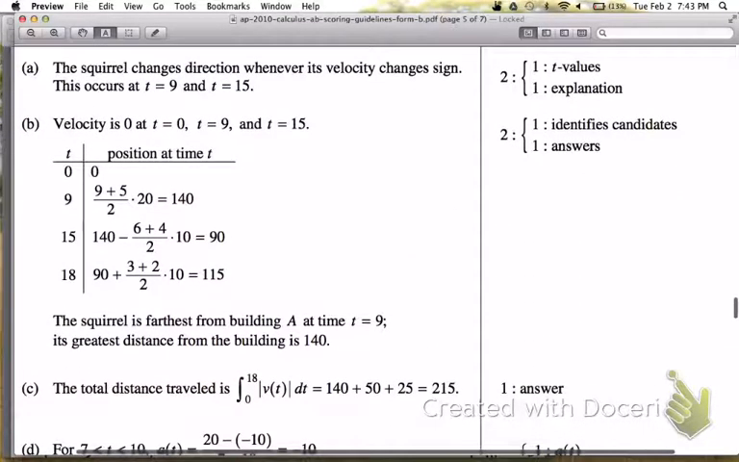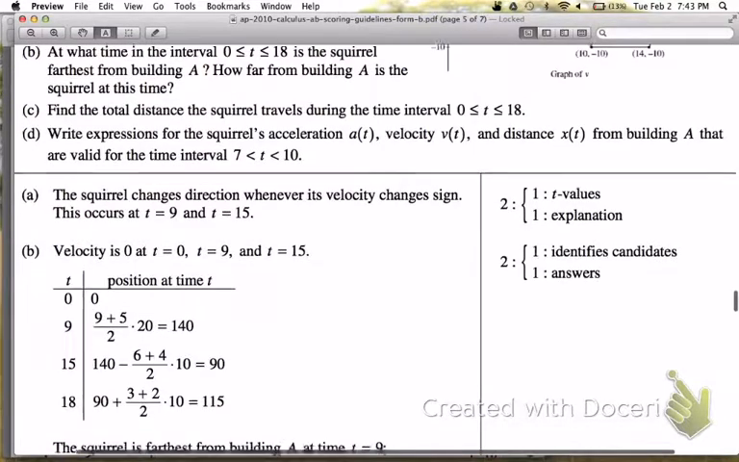Part C, you get 1 point for that. So you get 1 point for the answer of 215. All right, last but not least.